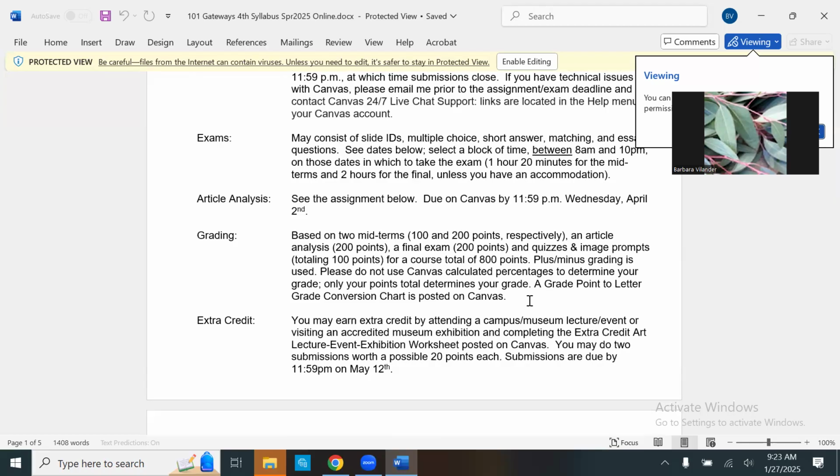And then please do not use Canvas calculated percentages to determine your grade. Only your points total determines your grade. So the percentages that Canvas calculates don't always quite accurately represent where your grade's at. The only thing I look at is how many points out of 800, more if you do extra credit, how many points you accumulate in the class. That's what determines your grade, not any percentages that Canvas calculates, okay? And I'll show you that conversion chart in a minute.